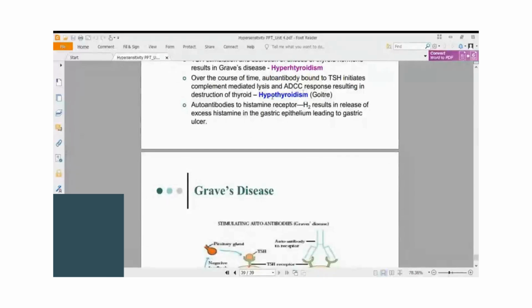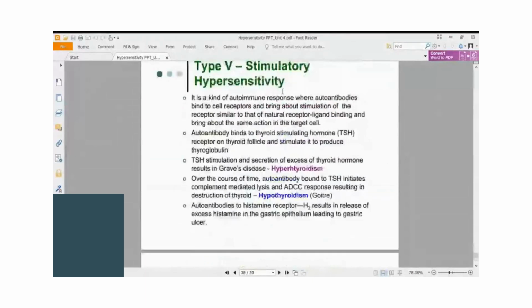The person will suffer from hypothyroidism and there will be no more function of the thyroid. Then he will have to depend on an external source of the hormone, that is thyroglobulin. So this is the state of affairs with type 5 hypersensitivity, where stimulatory hypersensitivity results in stimulation because of the antibody binding to the TSH receptor.